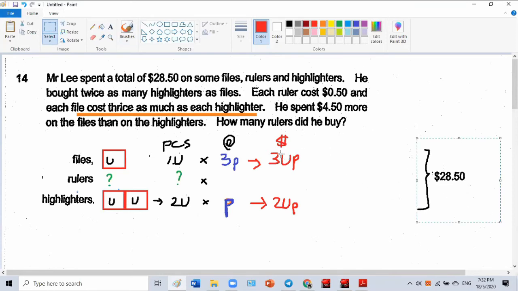So here, in terms of money, do you guys agree? Whatever unit, I times three times the price, I get 3U times price. This one, 2 unit times the price, 2U price. So far, so good. Everybody understand? One unit times three times the price is 3UP. 2 unit times the price, both also don't know, 2UP. Any problem so far? No.